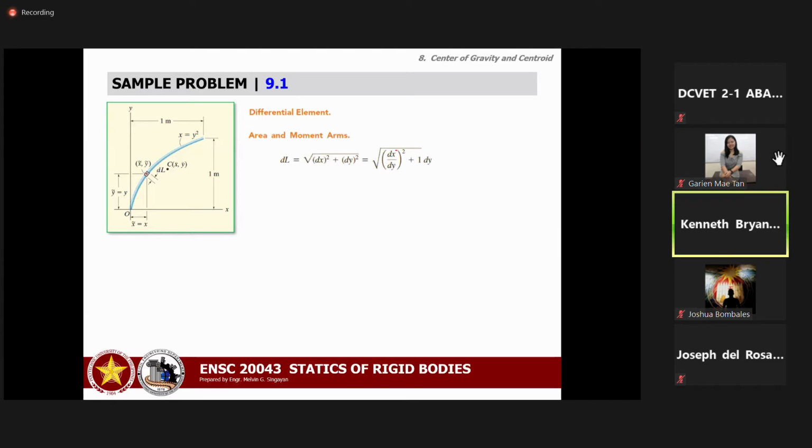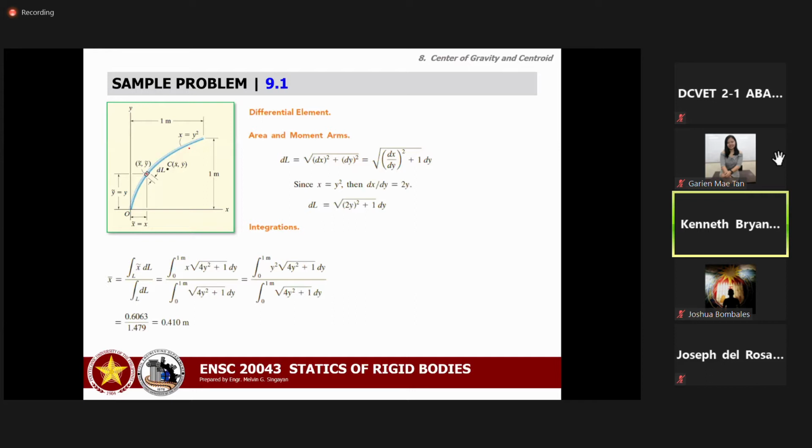This is the first derivative of x with respect to y. Since x is equal to y squared, we have dx over dy equal to 2y. Then from there, dl is equal to the square root of 4y squared plus 1 dy. Next slide. So first, for bar x, that is equal to the integral of x curl dl over the integral of dl.